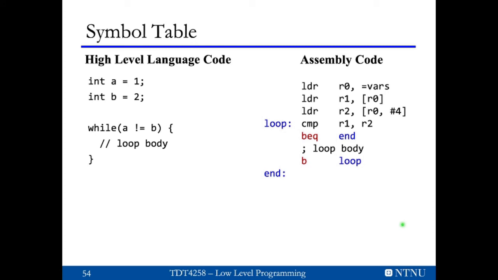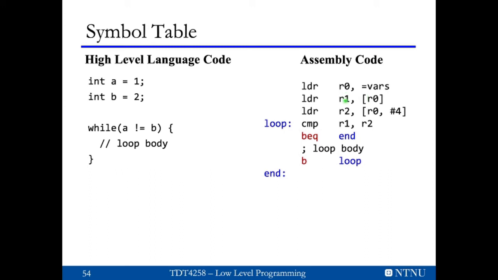So, for example, we have some high-level language code, and on the right-hand side we have ARM assembler. So we have two variables, int a and b. Essentially, these variables would be stored in a memory region that starts at address vars. This is indicated by the equals vars parameter here. This is a pointer, which is loaded into register 0, and then variable a is at offset 0 of that variable, so it just does an indirection of R0.